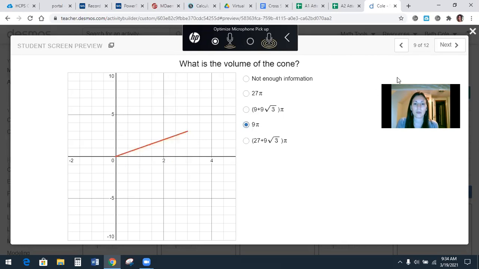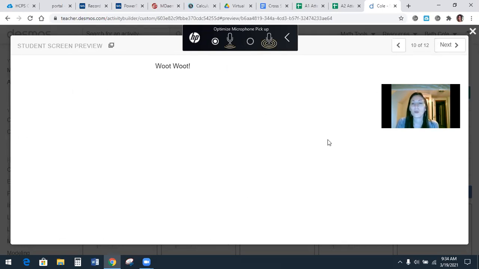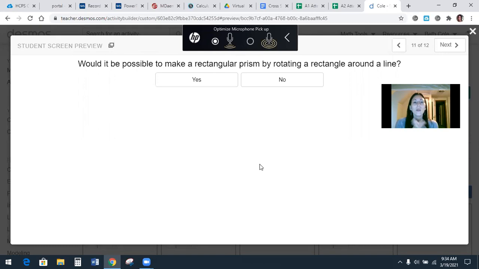So again, we're finding a volume. Woot woot, it says for that one. All right, would it be possible, yes or no, to make a rectangular prism by rotating something? This is what a rectangular prism would look like. Let's see if I can draw one. No making fun of my picture here. So a rectangular prism would look like that. It would be like a box. So the answer to the question is no.